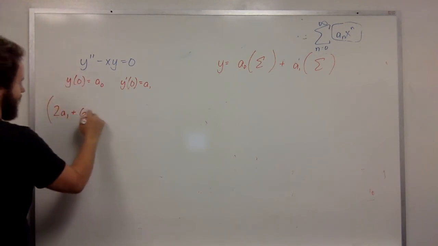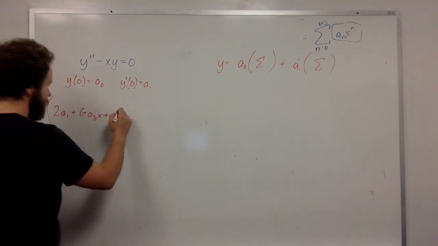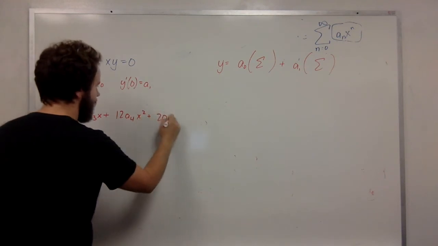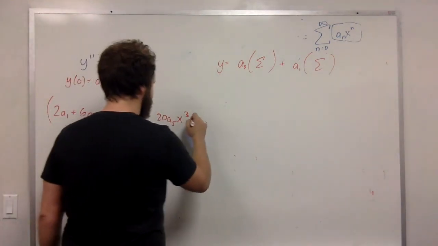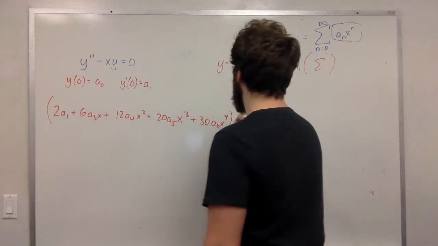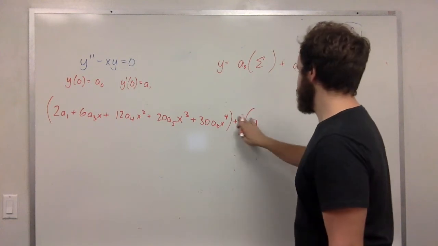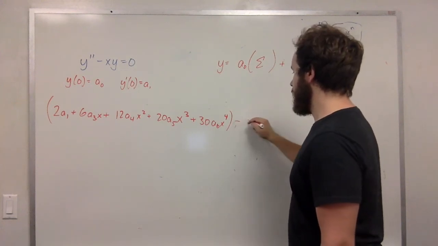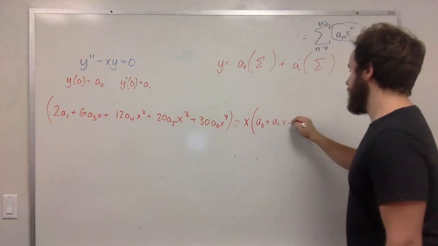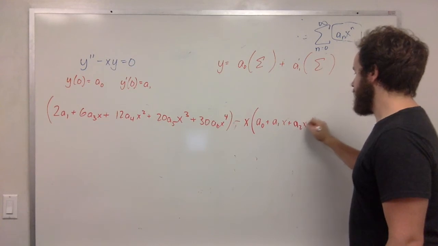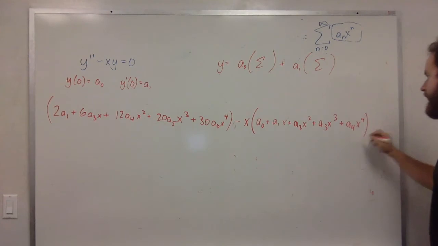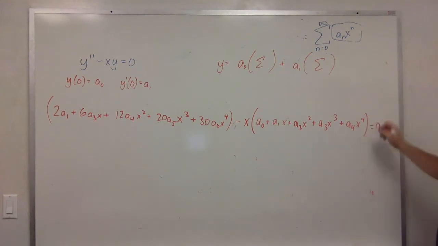2a1 plus 6a3x plus 12a4x squared plus 20a5x cubed plus 30a6x to the fourth. We might not need that many, but it's just nice having a lot of terms so that we can work with those. So minus x times a0 plus a1x plus a2x squared plus a3x cubed plus a4x to the fourth. Okay, this is all equals 0.